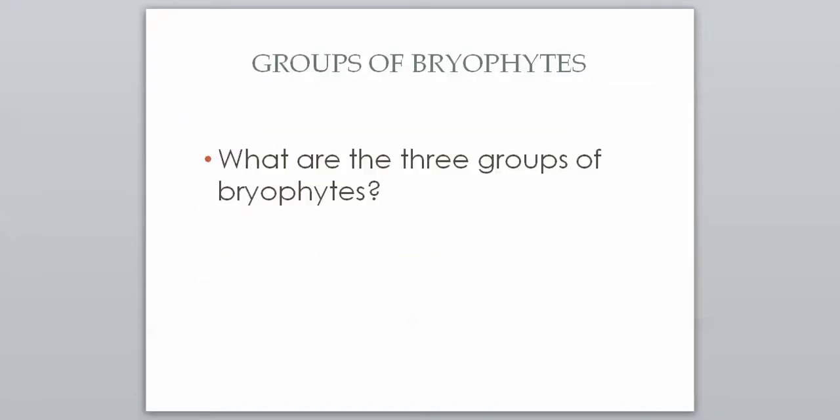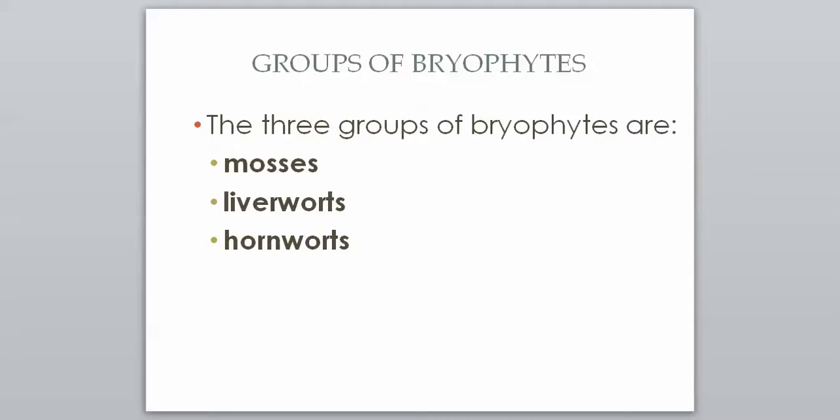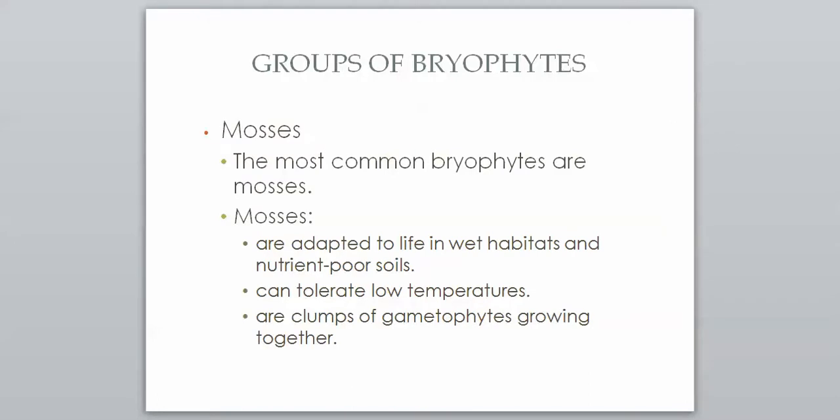So we're going to look at the three groups. The three groups include mosses, liverworts, and hornworts. So we're going to jump right into the mosses. These are the most common bryophytes, and they're adapted to live in wet habitats in nutrient-poor soils. They can tolerate low temperature, and they're clumps. They are clumps of gametophytes growing together.